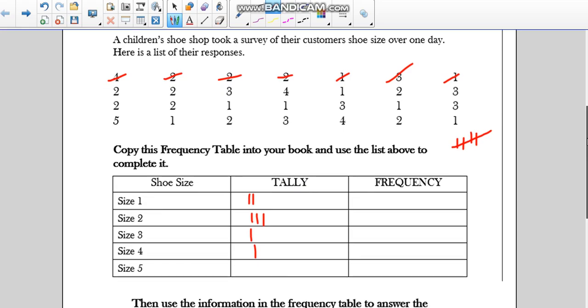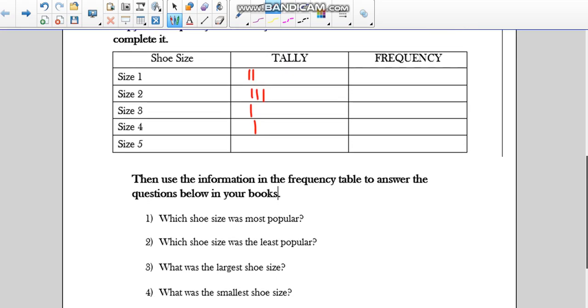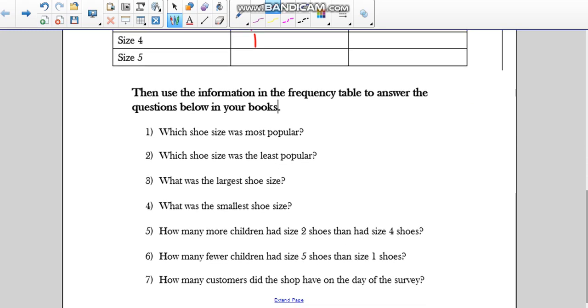Okay, and then at the bottom, if you've printed the sheet off, you've got this. If you're working from here, you've got these questions here to answer. So press pause once you've done your tally and your frequency table. Answer these questions. Okay, so press pause, complete the worksheet, and then press play when you're ready to mark it.